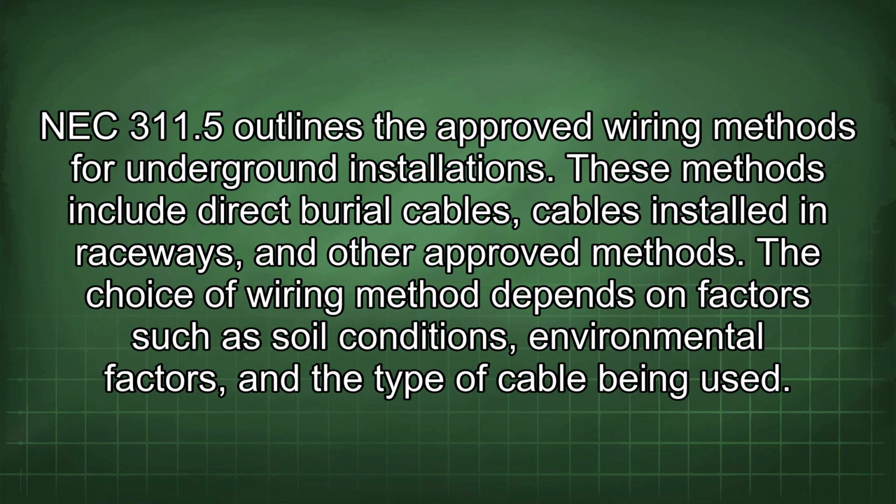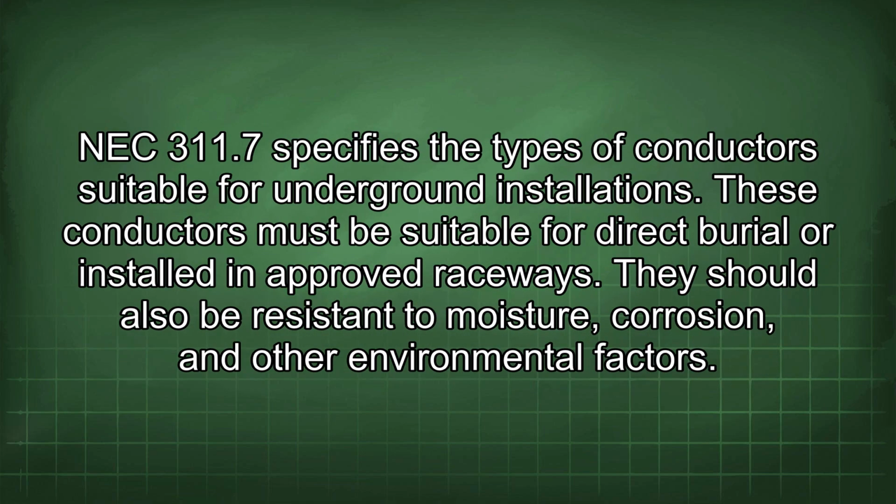NEC 311.5 outlines the approved wiring methods for underground installations. These methods include direct burial cables, cables installed in raceways, and other approved methods. The choice of wiring method depends on factors such as soil conditions, environmental factors, and the type of cable being used. NEC 311.7 specifies the types of conductors suitable for underground installations. These conductors must be suitable for direct burial or installed in approved raceways. They should also be resistant to moisture, corrosion, and other environmental factors.